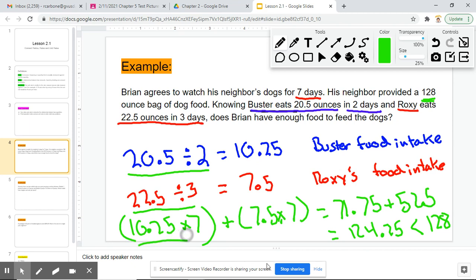Then we multiplied both of these numbers by 7 to find out how much food they would eat for 7 days. That's the length of us watching the dogs. Added those two numbers together and found out that it was lower than the initial food total we got here. So we definitely made the right decisions.